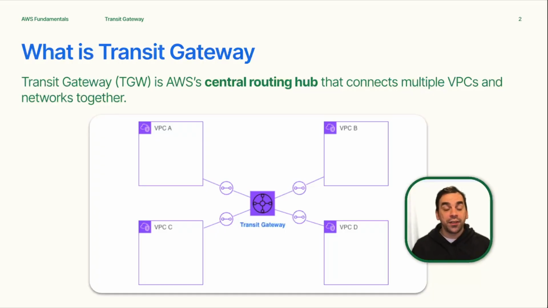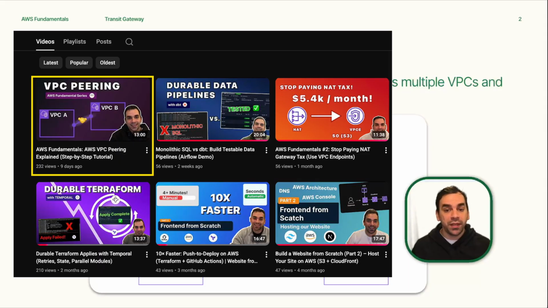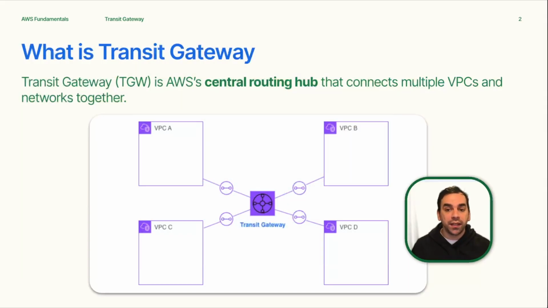If you watched my last video on VPC peering, you can think of peering as a direct, one-to-one link between two VPCs. That's great when you only have a couple of VPCs, but as soon as you start to have more, you start building a mesh of connections and things get hard to manage.